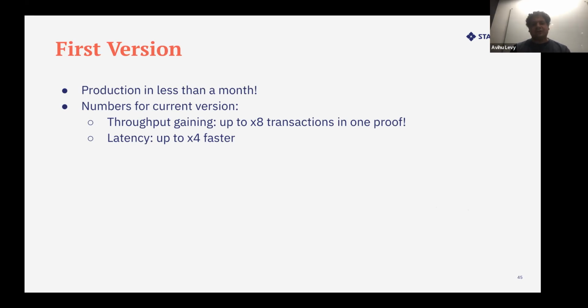And this is only a first version, so there are many things that we know that we can improve there. But even on this version, given the specific time windows that we set and the length of the recursion step that we have, on a conservative estimation, we will still gain 8x more transactions in a single proof, and we'll be able to, in the best case, improve the latency by a factor of 4x. So that's already impressive, and that's before any optimization.